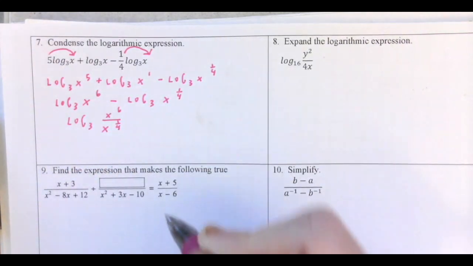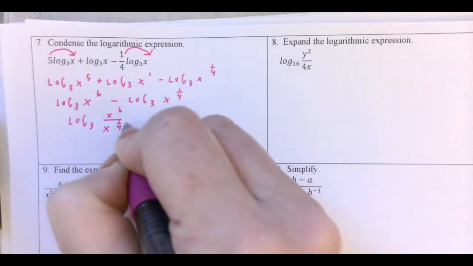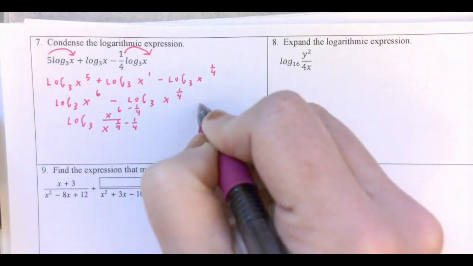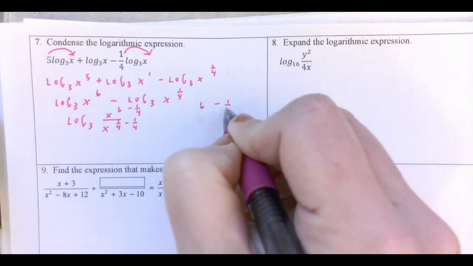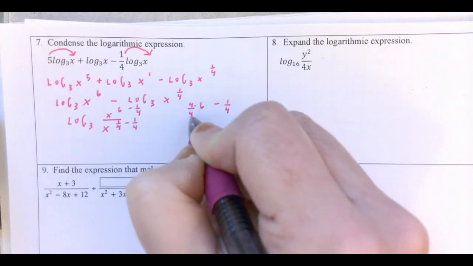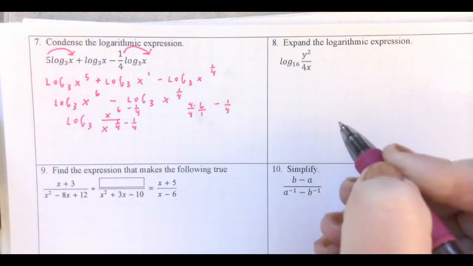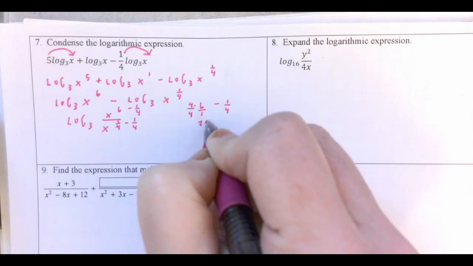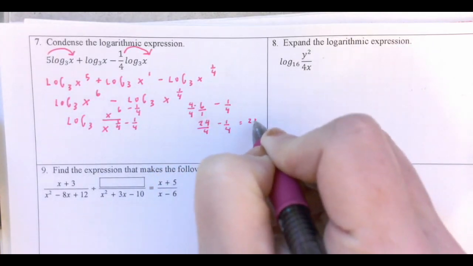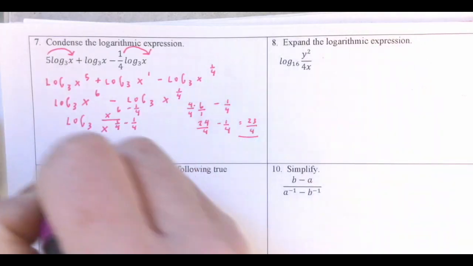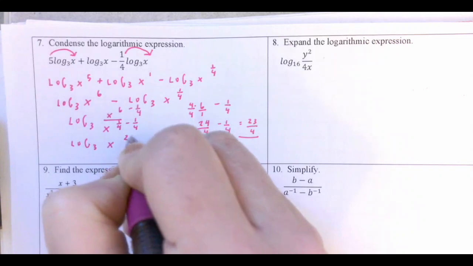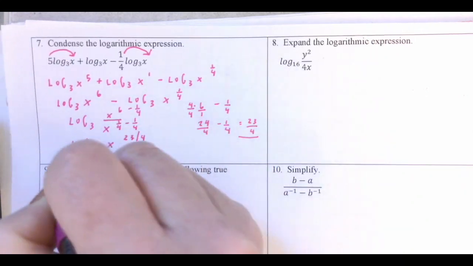Okay, and then I'm going to subtract the small from the large. I'm going to subtract the 1/4 up. So I'm looking at what's 6 minus 1/4. So if I want to create that common denominator, I'm really multiplying by 4 over 4. So now I have 24 over 4 minus 1/4, which is 23 over 4. So I end up with log base 3 of x to the 23 over 4 power.